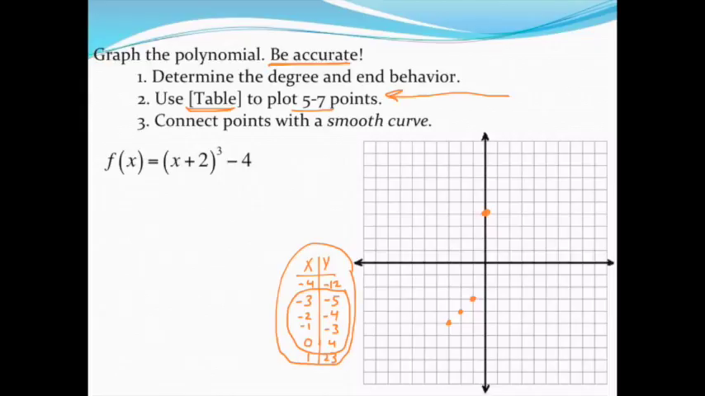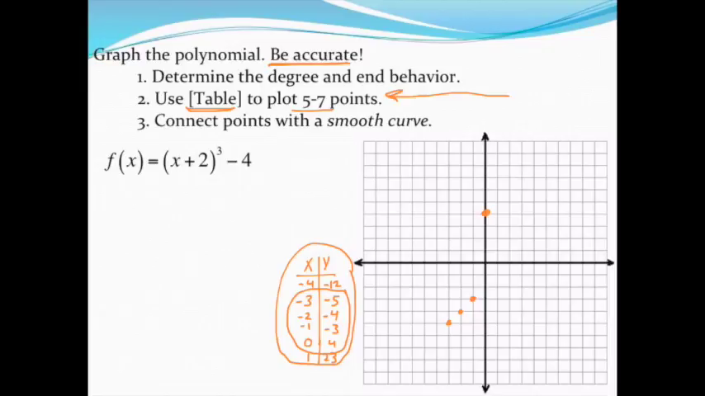But the reason I wanted to talk about this is if all I did was do this part, I really have no idea what this polynomial looks like. I see 4 points there, and I have no idea what this is. To me, it kind of looks like the Loch Ness Monster or something. So to be more accurate, let's go back and talk about step 1, determining the degree and the end behavior of the graph.